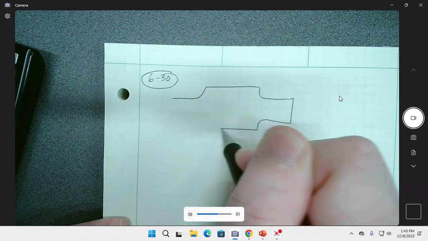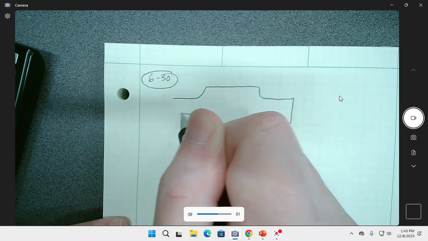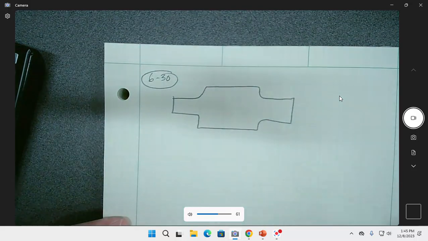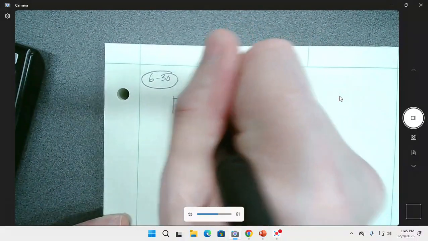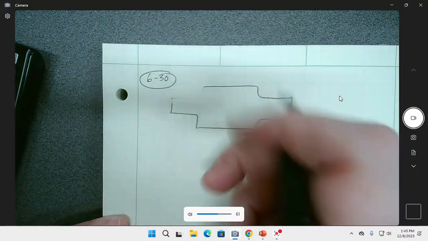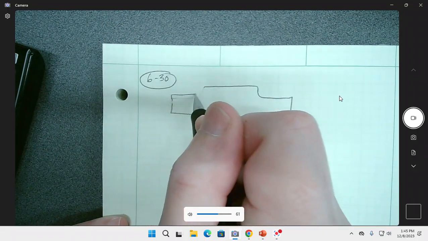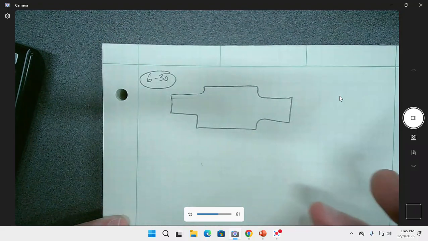Making noises as it goes along. I did a terrible job of this. That's terrible. Should have used a straight edge and used the lines. Wow.